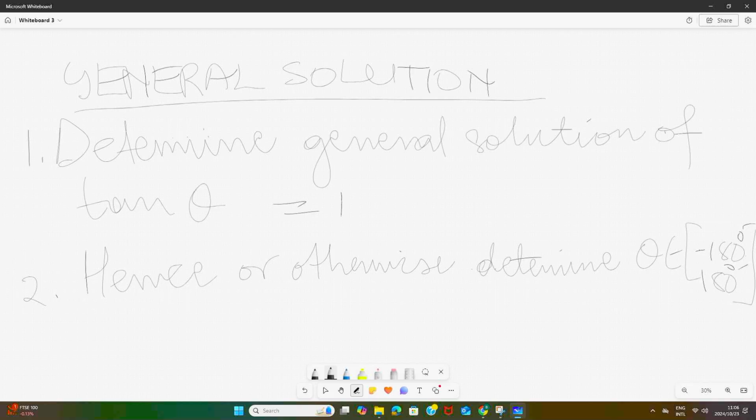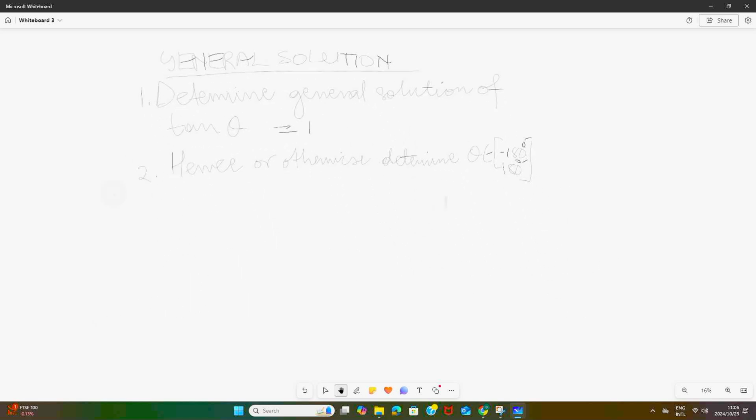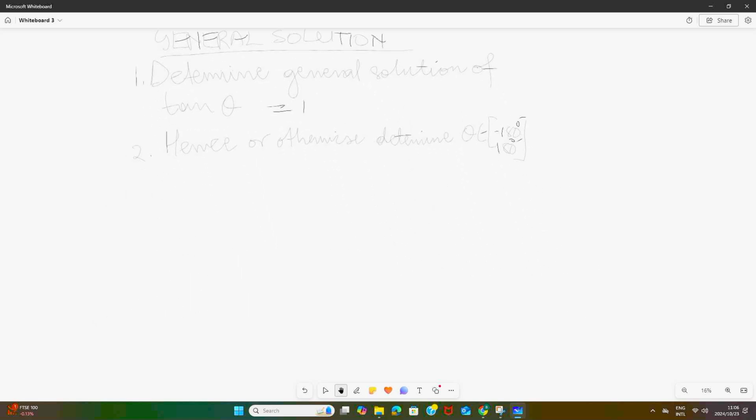If it's tan theta equal to 1, what must we do? We'll do all what we know that we are supposed to be doing. What is it that we are supposed to be doing there? We are going to take tan theta and solve for it. Here is our solution. Tan theta is equal to what? 1. We are looking for general solution.